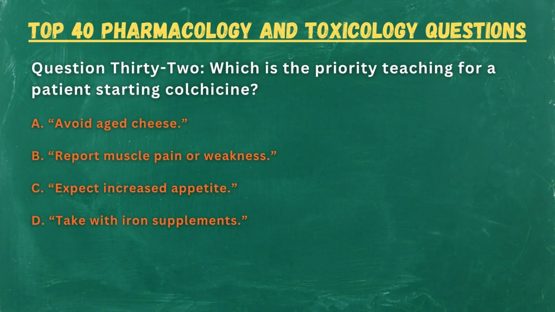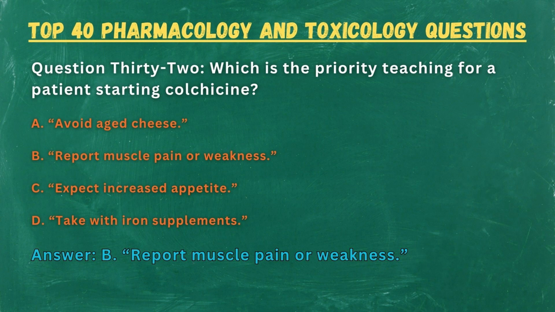Question 32. Which is the priority teaching for a patient starting colchicine? A. Avoid aged cheese. B. Report muscle pain or weakness. C. Expect increased appetite. D. Take with iron supplements. Answer: B. Report muscle pain or weakness.